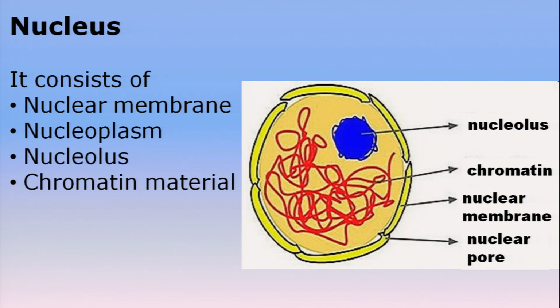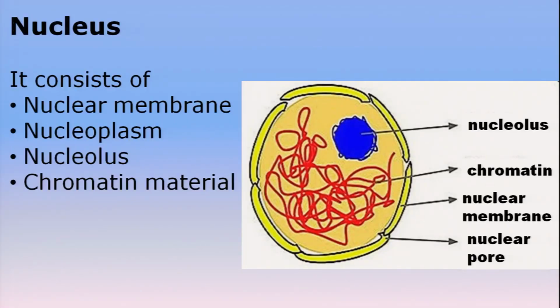Next, we see a small spherical body present inside the nucleus. It is not surrounded by any membrane. It is called nucleolus. This small spherical body is called nucleolus and its function is to synthesize ribosomes. Next comes the most important component inside the nucleus, that is called chromatin material. You can see some tangled mass of thread-like structures inside the nucleus, that is called chromatin material.